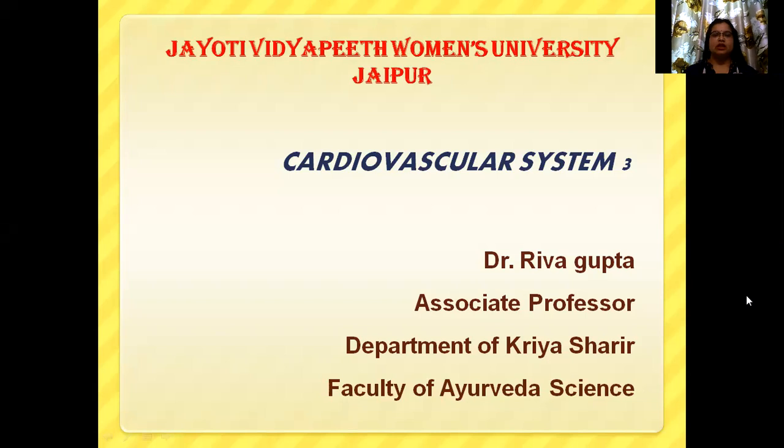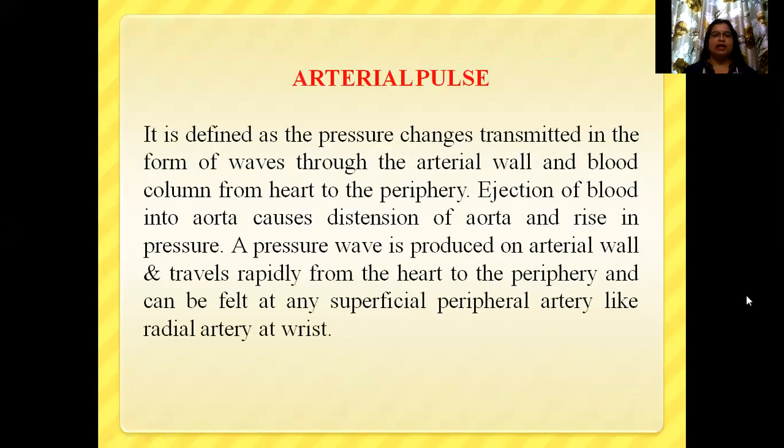Ayurveda Science. Today's session is about Cardiovascular System Part 3 for BMS first year students. Arterial pulse is defined as the pressure changes transmitted in the form of waves through the arterial wall and blood column from heart to the periphery.